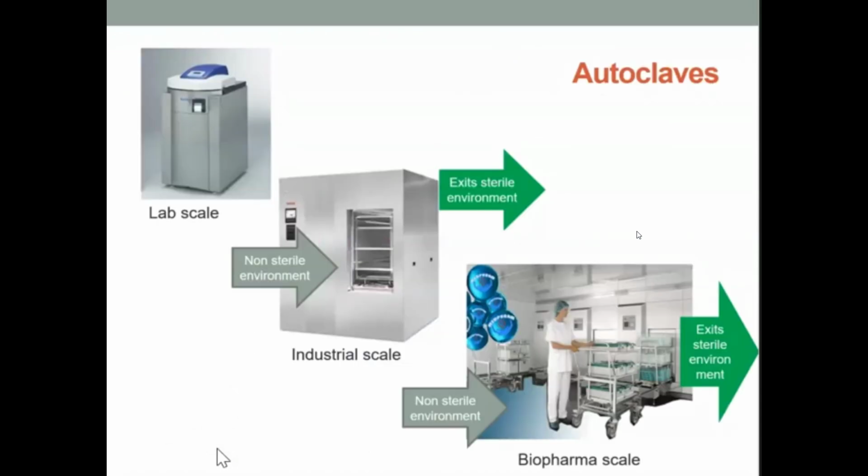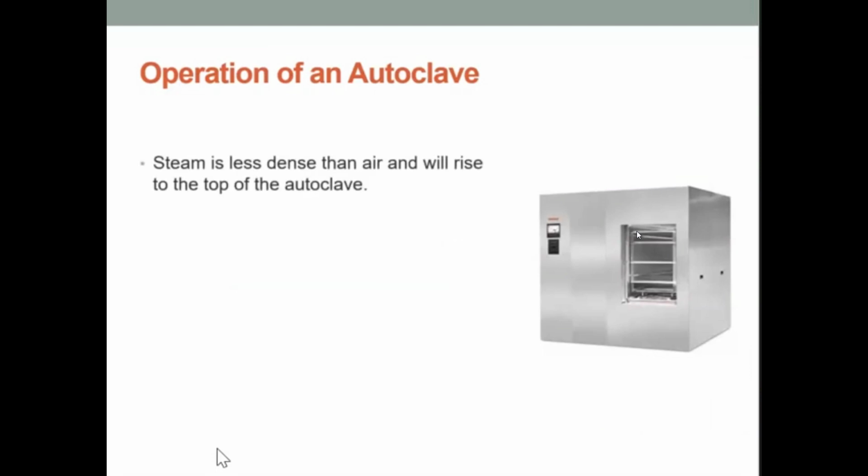Autoclaves look something like this. You can have them on all different size scales, from a small lab scale autoclave to a large industrial scale one, and then even larger a biopharma scale where you might have two sides to it. So you'll have a non-sterile environment, and then you might have your products exiting on the other side to a sterile environment.